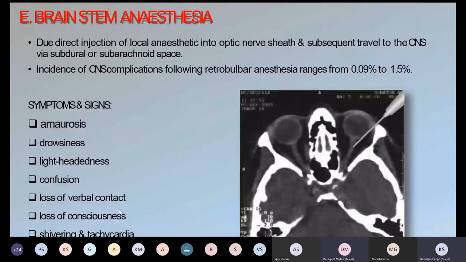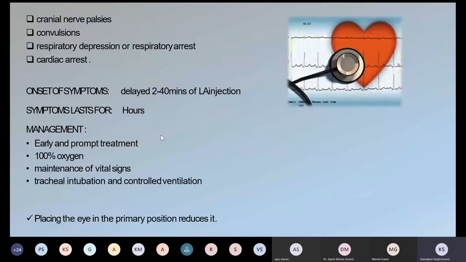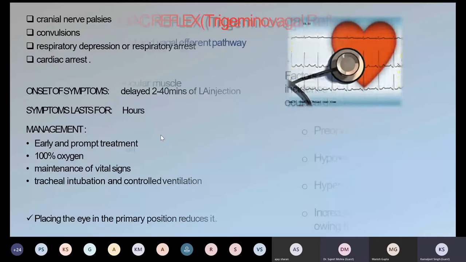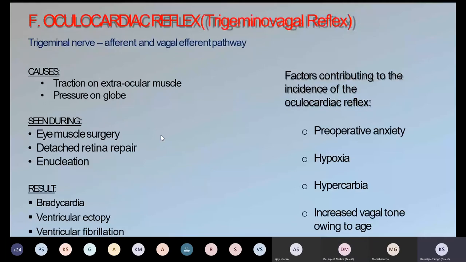So all these things can be there with retrobulbar, which is avoided with peribulbar. So you have to be careful. Don't inject it into the arteries, and don't inject it into the suspensory ligament. Otherwise, if the eye becomes red, then the patient is in trouble. So those complications are there. You must have your anesthetist handy always while you are performing surgery, because he is going to tackle the things there. Then oculocardiac reflex is another thing that is very common with this.